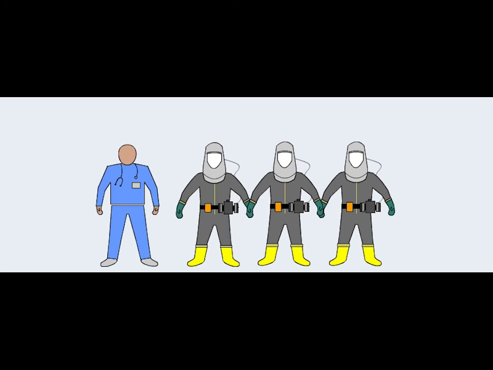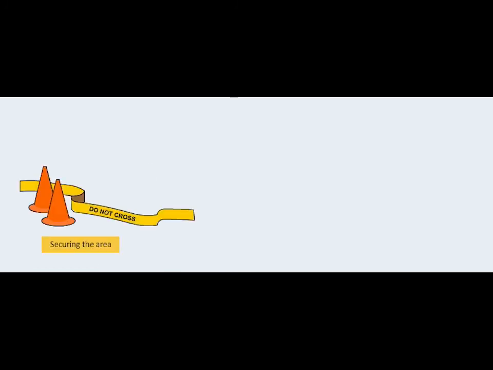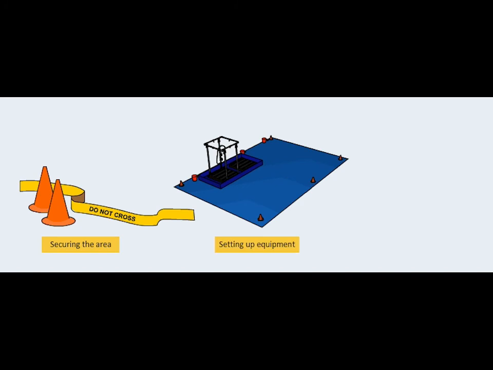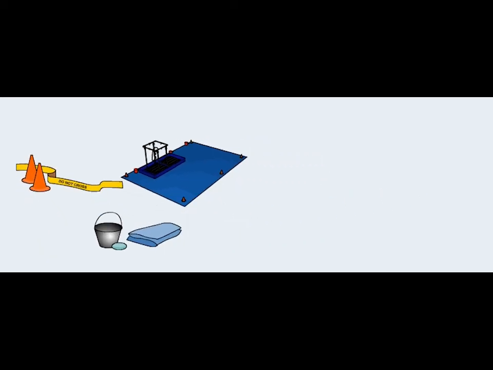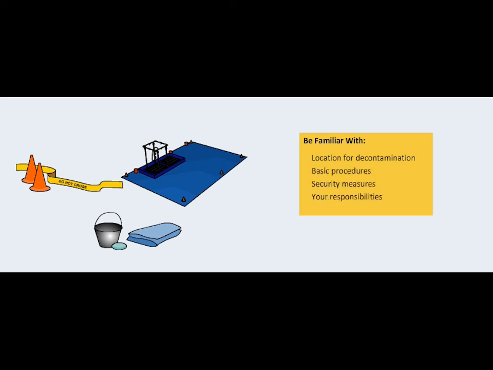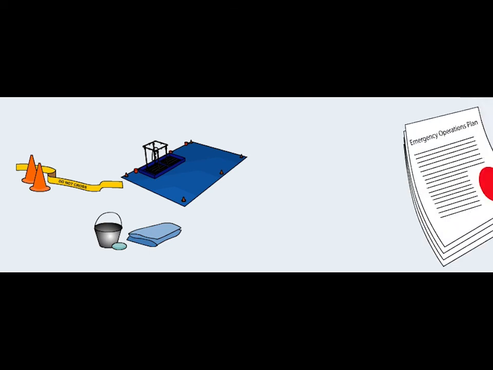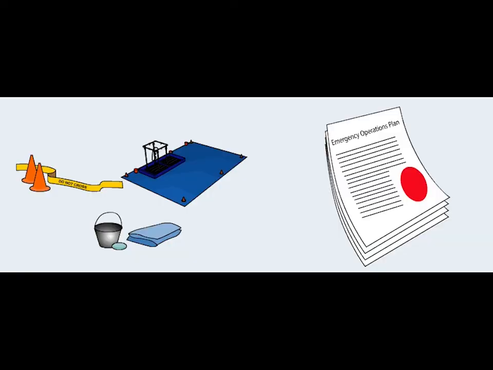You may be called upon to offer support to those who are actually conducting decontamination. This may include securing the decontamination area, setting up equipment, or supplying the team with towels, sheets, blankets, food, or water. For this reason, you should at least be familiar with the location where decontamination will be conducted, basic procedures, security measures, and your responsibilities. Again, this information should be included in your hospital's Emergency Operations Plan.